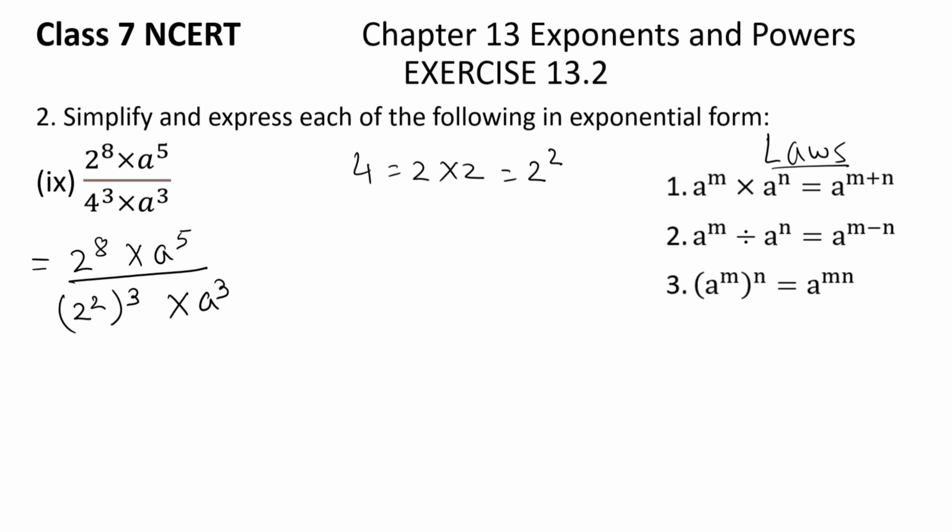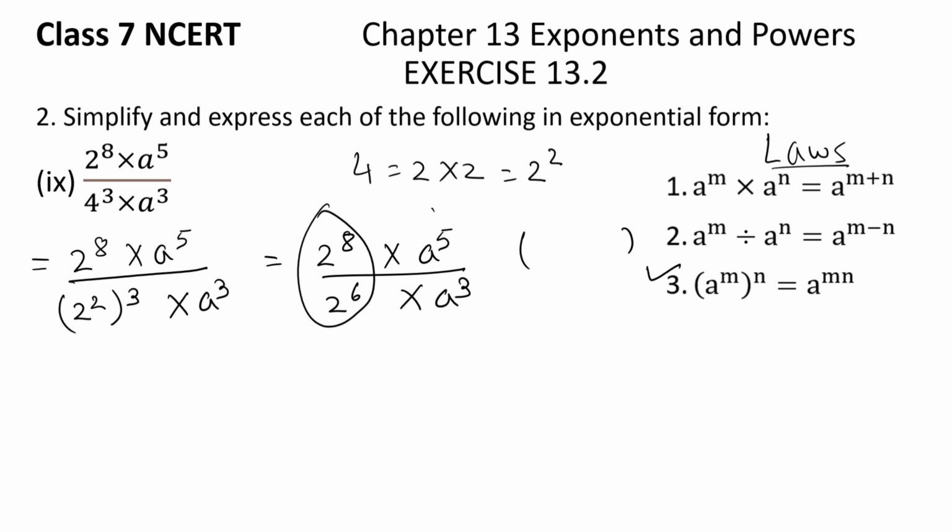Now we are going to use this law where you have a power of a power. Then we need to multiply both the powers or both the exponents. So this would become 2 raised to the power of 8 into a raised to the power of 5 divided by 2 times 3 is 6. So 2 raised to the power of 6 into a raised to the power of 3. And mention the laws in the bracket, whichever law of exponent you are using. Next, we're going to make pairs of these because these have the same bases.